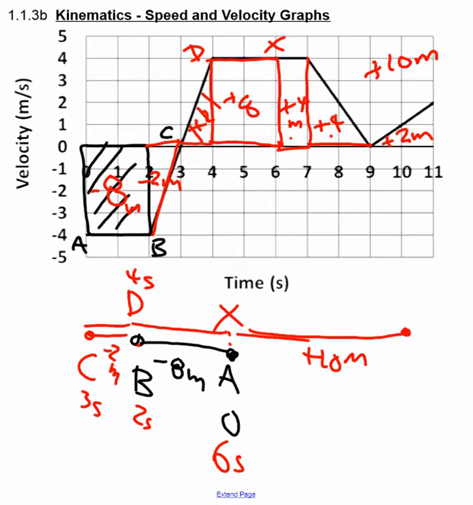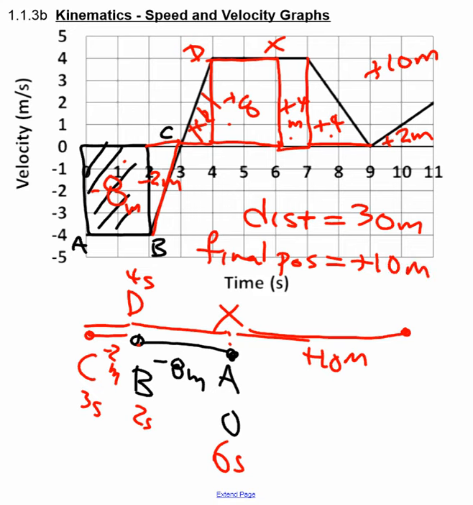What's the distance traveled though? Well, to get the distance traveled, you have to add everything up, right? So we have 10, 10, that's 20, and then 30. So the distance traveled would be 30 meters. But the final position, positive 10 meters. And there you have it, speed and velocity graphs.